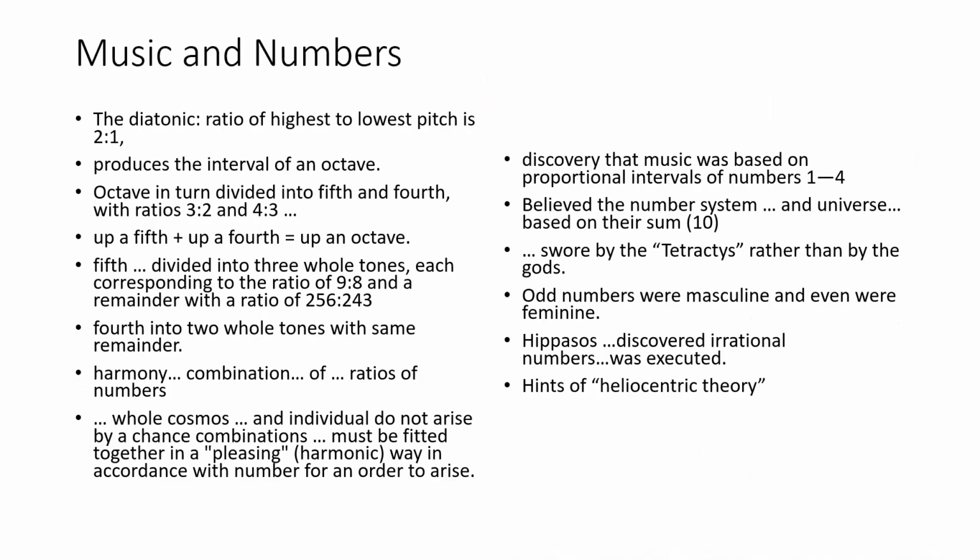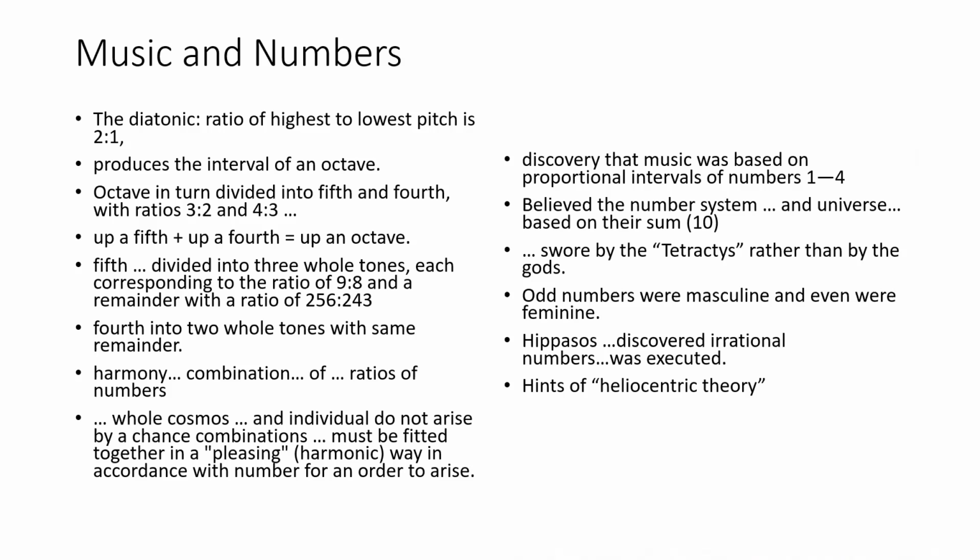What does this connection to music mean? Well, the diatonic ratio of highest to lowest pitch is 2 to 1, producing the interval of an octave. An octave, in turn, is divided into a fifth and a fourth with ratios 3/2 and 4/3. A fifth is divided into 3 whole tones, each corresponding to the ratio of 9/8, and a remainder with a ratio of 256 over 243. A fourth is divided into 2 whole tones with the same remainder. Harmony is a combination of ratios of numbers.